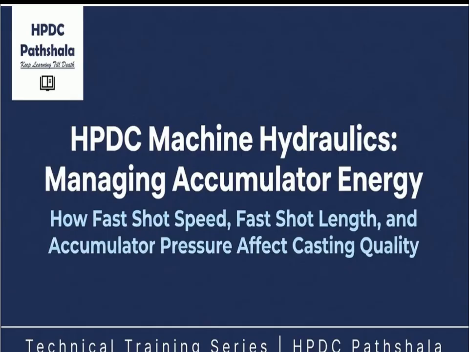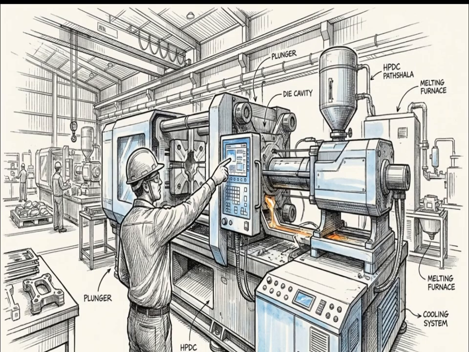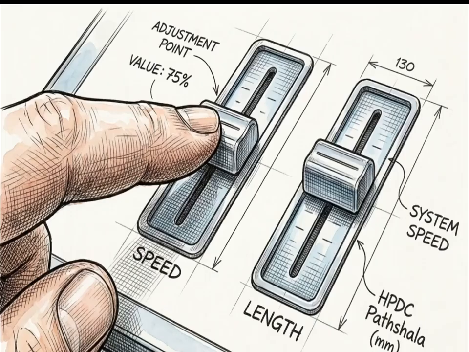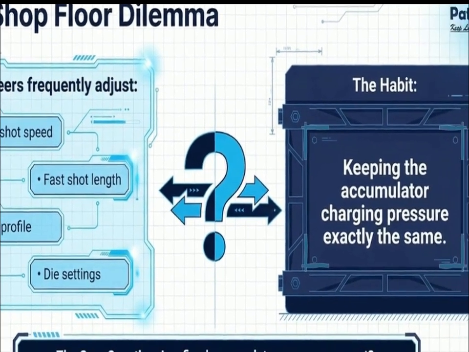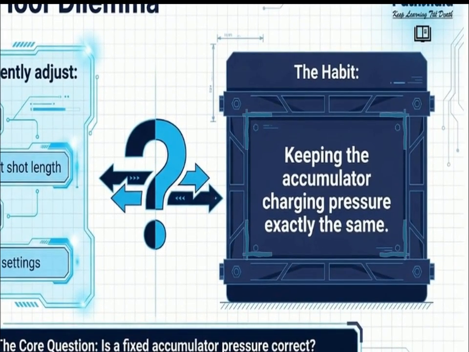On the shop floor, engineers are constantly adjusting the machine interface. To optimize casting quality, they frequently tweak the fast short speed and the fast short length. However, these daily kinetic adjustments often expose a widespread operational error. Out of habit, operators will leave the accumulator charging pressure completely untouched.